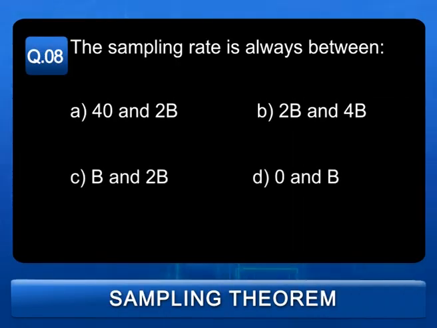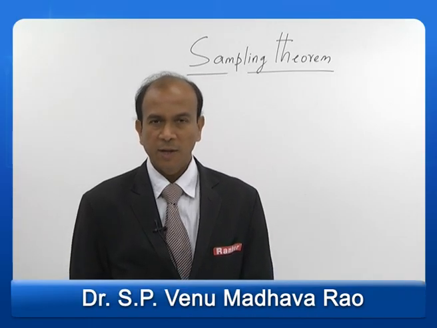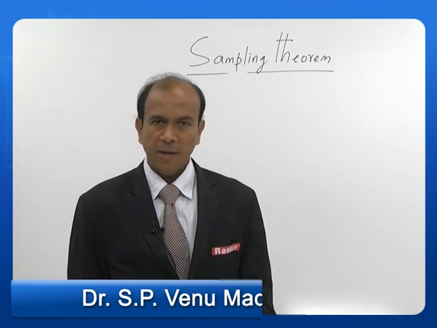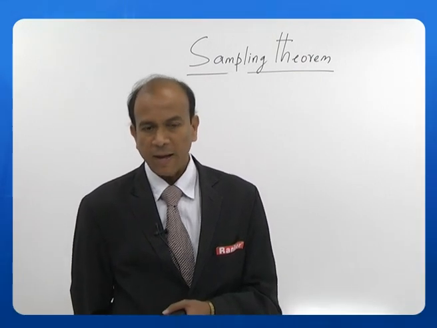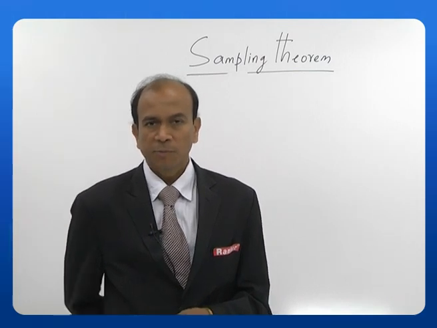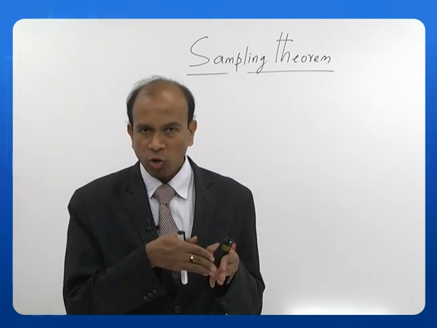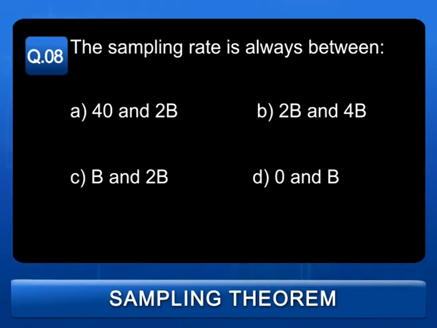Eighth question. The sampling rate is always between A. 0 and 2B, B. 2B and 4B, C. B and 2B, and D. 0 and B. The answer is 2B and 4B, where B is nothing but a bandwidth. So, we said twice, isn't it, greater than or equal to. So, it will be between 2B and 4B. The answer is B.